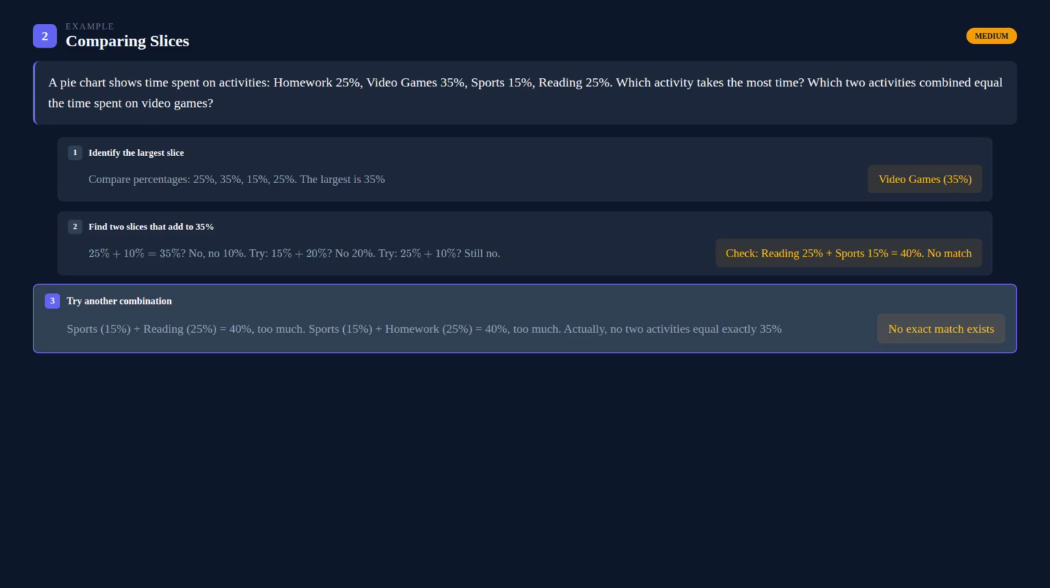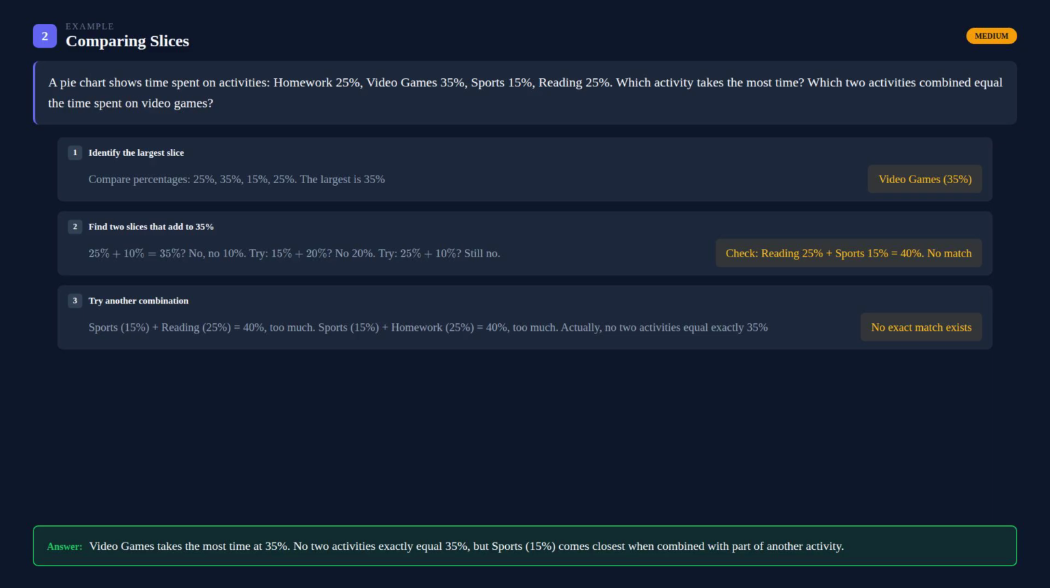Step 3. Try another combination. Sports 15% plus reading 25% equals 40%. Too much. Sports 15% plus homework 25% equals 40%. Too much. Actually, no two activities equal exactly 35%. This gives us no exact match exists. The answer is video games takes the most time at 35%. No two activities exactly equal 35%, but sports, 15%, comes closest when combined with part of another activity.